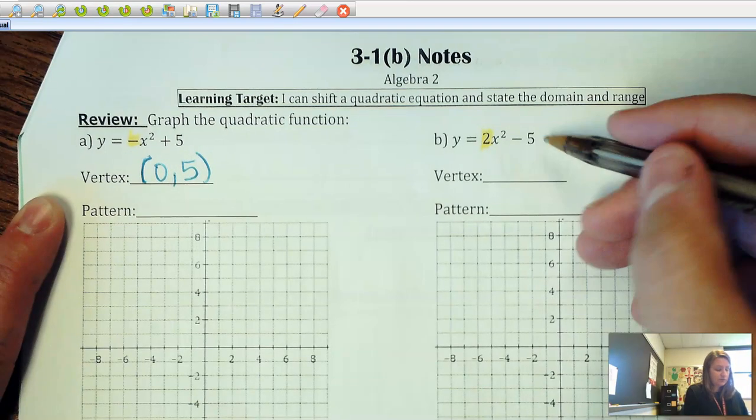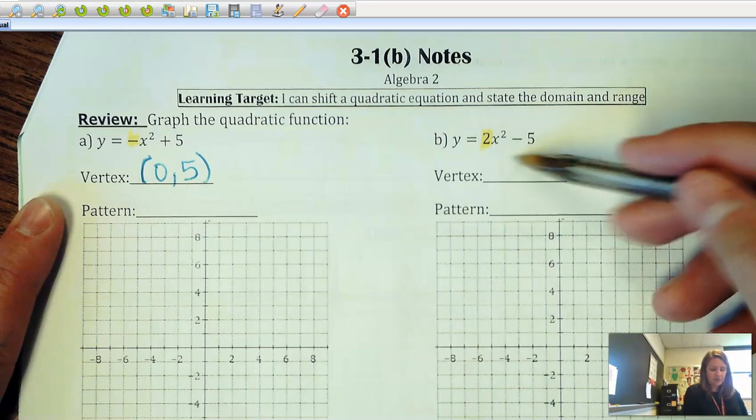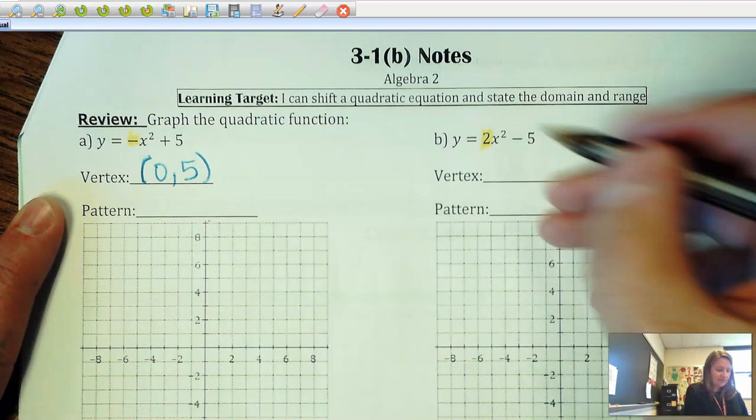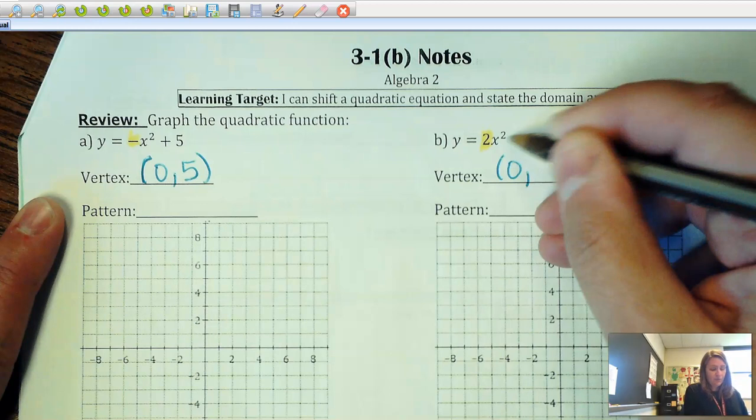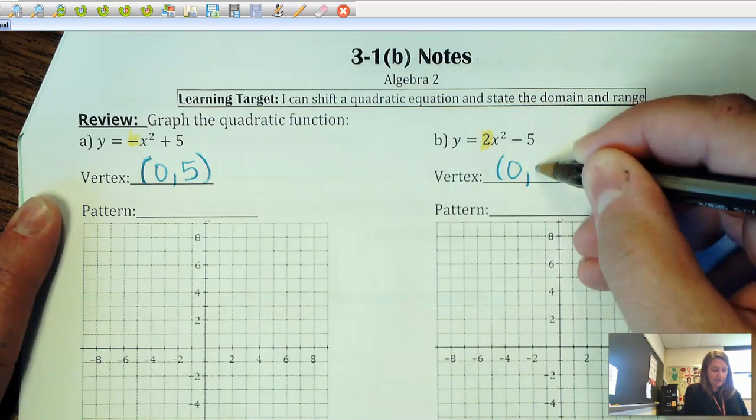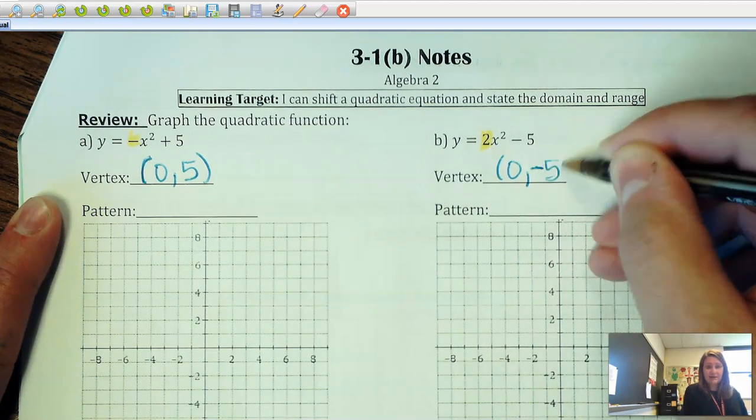Over here, 2 is being multiplied here. I don't have a term with an x. I don't have any parentheses. That x coordinate is going to be 0. The y coordinate is whatever's on the end here, added or subtracted. This is going to be -5.